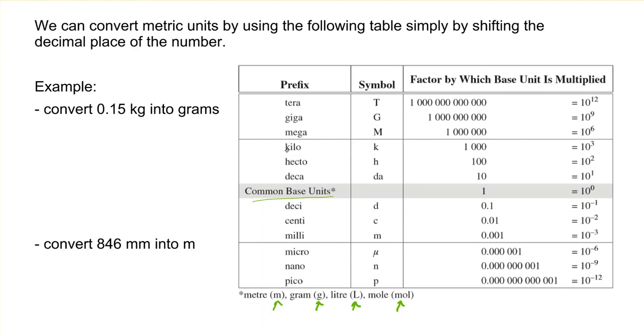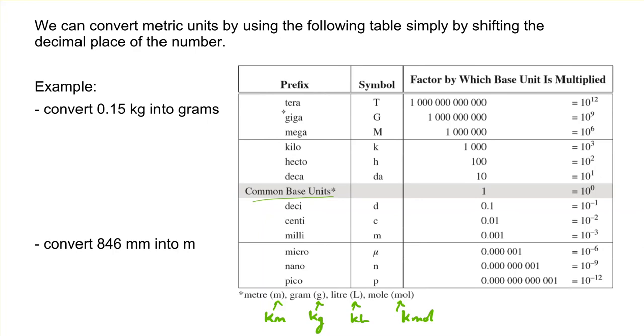So we could have kilometers or a kilometer. We could have kilograms. We could have kiloliters or kilomoles. Okay, so we would represent them as km for kilometer, kg for kilogram, kl for kiloliter, and kmol for kilomole. Now, don't worry so much about mole. That's a big part of Chem 20, but it's not a massive part of the Science 10 curriculum. So let's take a look at other parts of this.